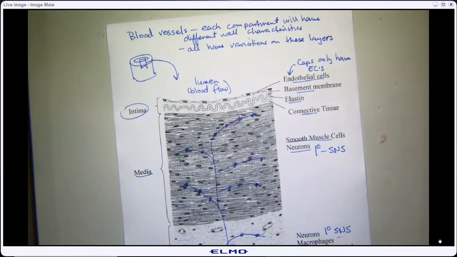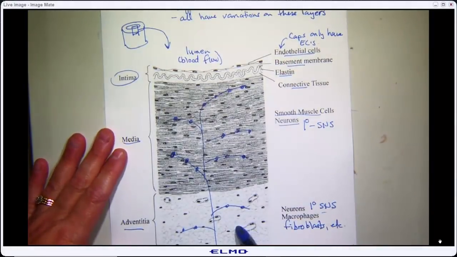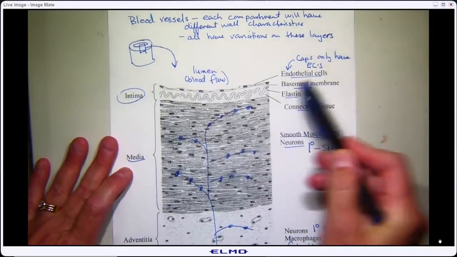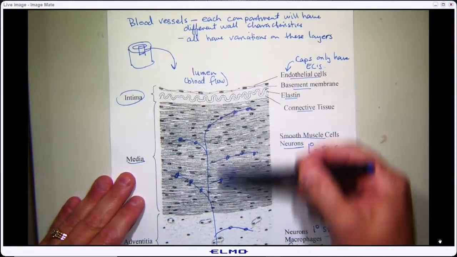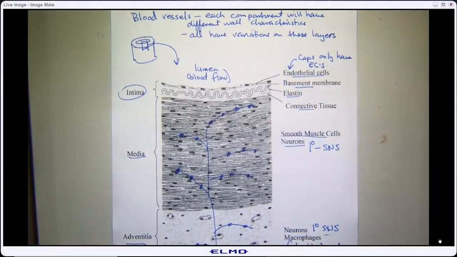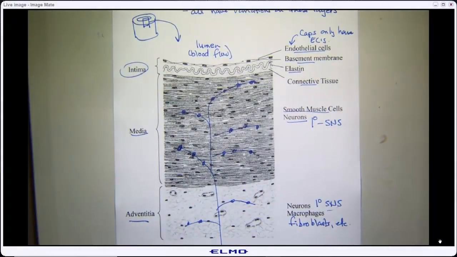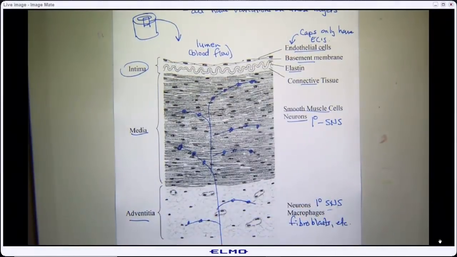Okay, so we got to talking about blood vessels, and that all of these blood vessels that we're going to talk about have some combination of these layers. Okay, that capillaries only had that endothelial cell layer. They're optimized for exchange. Arteries and veins will have a certain combination of these layers in order to do what they need to do for transport and for storage. Arterioles will have a combination of these layers all jacked up in the smooth muscle cell area, because that's where we're going to be changing resistance.